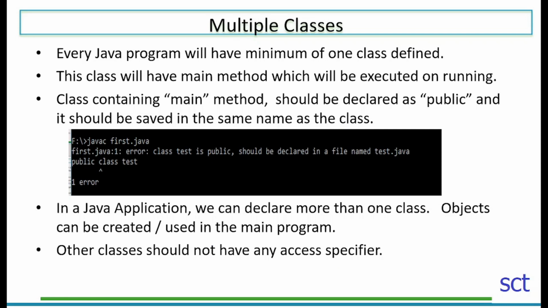Every Java program will have a minimum of one class defined, as we said, and that particular class name will be the same as the .java file name, and we are going to run that particular class only, and that particular class will have the main method. Okay. Apart from that, you can declare different objects. You can define a number of classes. We can also use those classes when you are running the application.